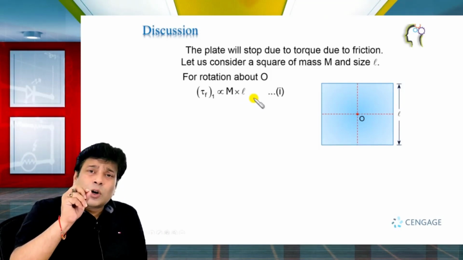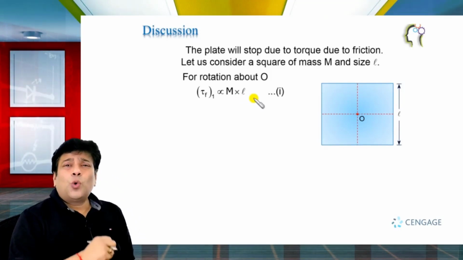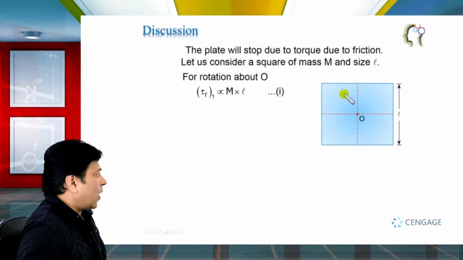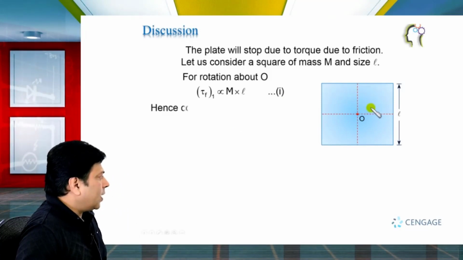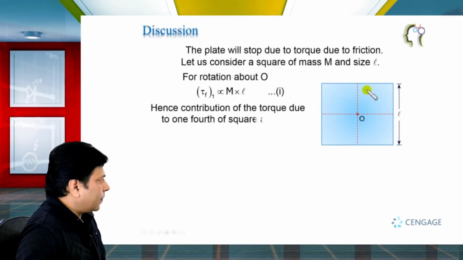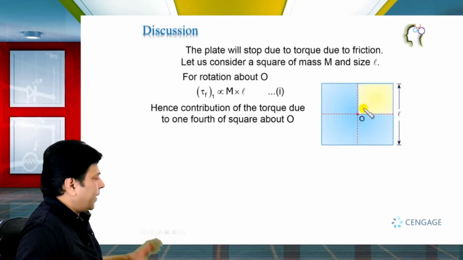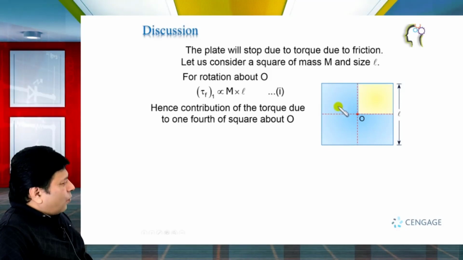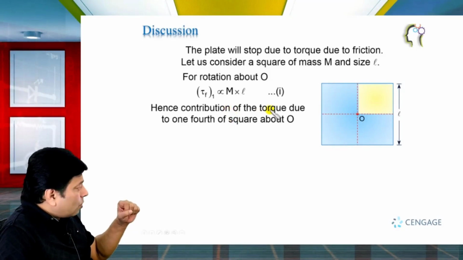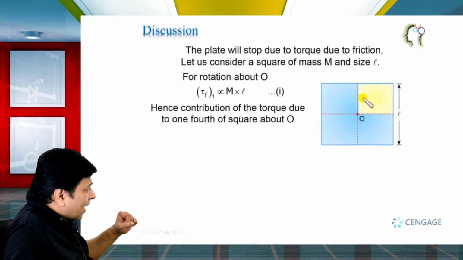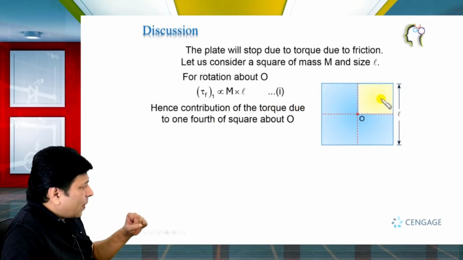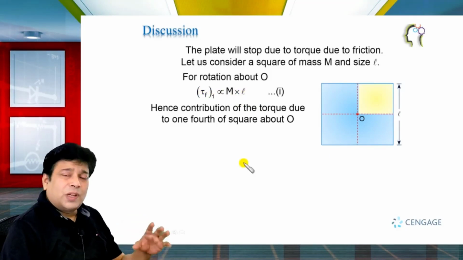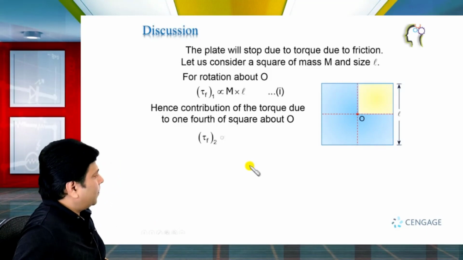Now let us consider the contribution of this torque due to 1/4 of the square plate. So let us consider this part of the plate. This is 1/4 of the plate. We can observe the 4 parts are symmetrical about O. That means the contribution of the torque due to this section, a 1/4 section of the plate, is proportional to ml divided by 4. It should be 1/4 of the total torque.